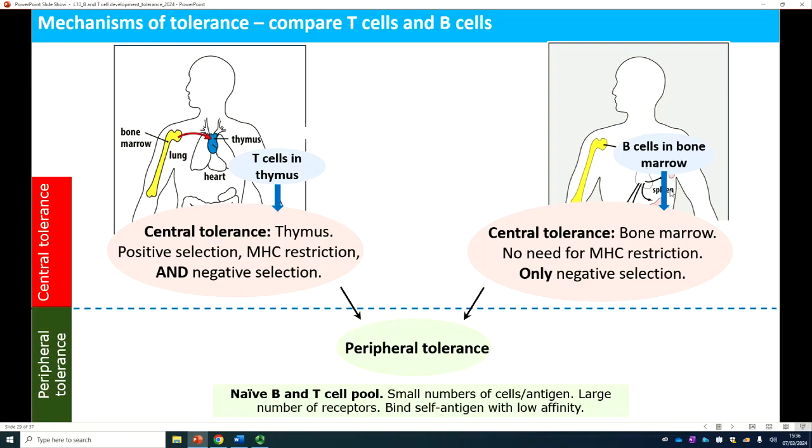In terms of the B cells, the central tolerance there is occurring within the bone marrow. Obviously, there's no need for MHC restriction, so we're only getting negative selection. And then for both of these, we have peripheral tolerance within the periphery, and this is what is giving rise to our naive T cell and B cell pool essentially within the body.